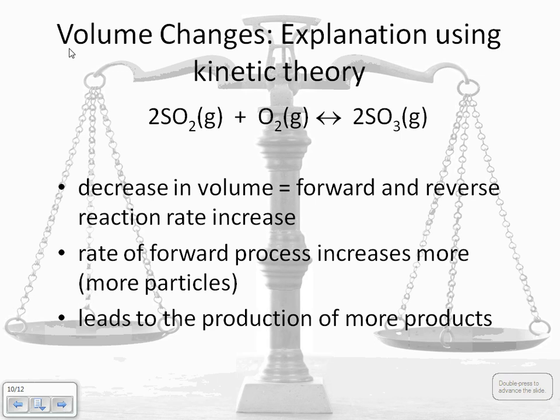So how do I explain these volume changes using kinetic theory? When we decrease the volume, the forward and reverse reaction rates increase, but the rate of the forward reaction, at least in this example that I've got written up here, is going to increase more because there are more particles. So when I decrease the volume, I've increased the pressure. I've got more particles here. They're going to collide more and shift the equilibrium that way. So I've shifted to the side with fewer molecules, or fewer moles.